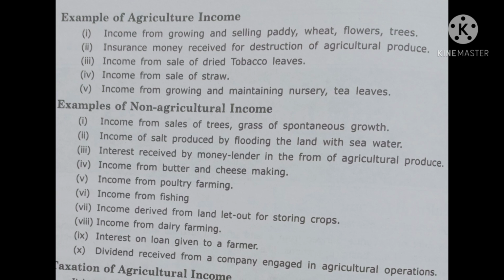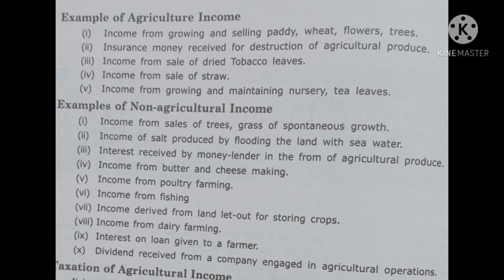Then insurance money received for destruction of agricultural produce. Suppose you have grown the crops, there is heavy rain, floods, and all your crops are vanished. For that, insurance money will be paid by the government. That also comes under agricultural income. Then income from sale of dried tobacco leaves. You have grown the tobacco leaves, dried and sold them, that also comes under agricultural income.